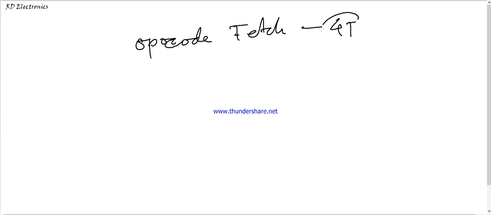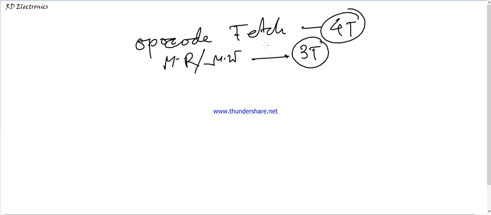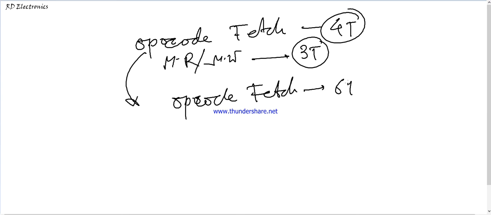First of all, note that for the opcode phase operation in the 8085, 4 clock cycles are required. That means 4 T states are required. For memory read and memory write operations, 3 T states or 3 clock signals are required. In some special instructions, the opcode phase requires 6 T states or 6 clock signals.